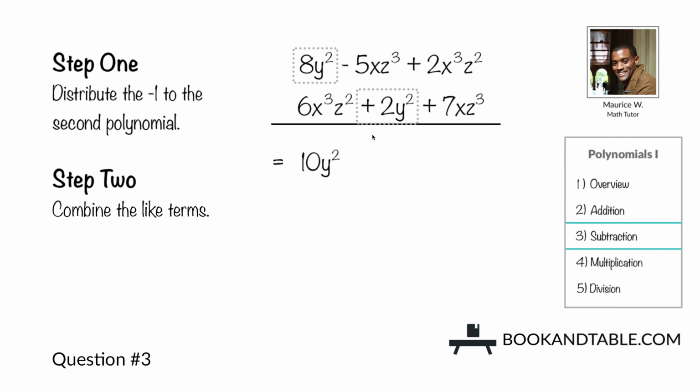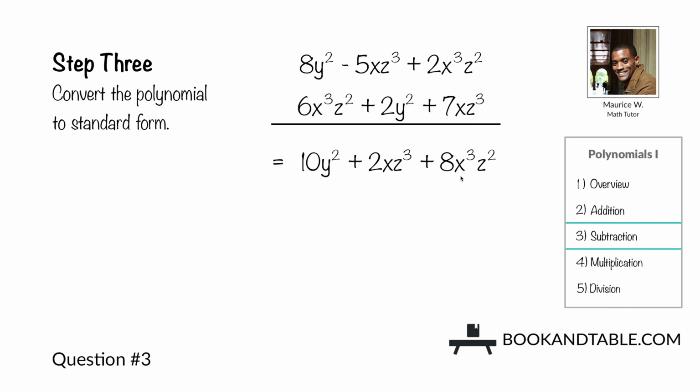And now, the second step, we can combine the like terms, giving us 8y squared plus 2y squared, which is 10y squared. Negative 5xz cubed plus 7xz cubed is equal to 2xz cubed. And x cubed z squared plus 6x cubed z squared is equal to 7x cubed z squared. And now we want to convert the polynomial to standard form.